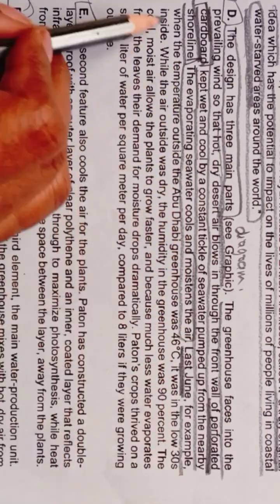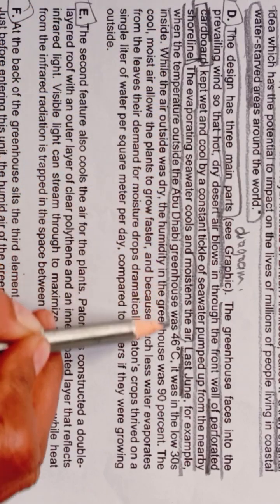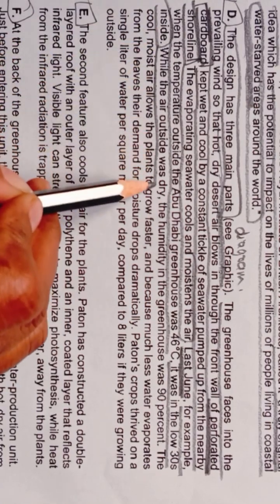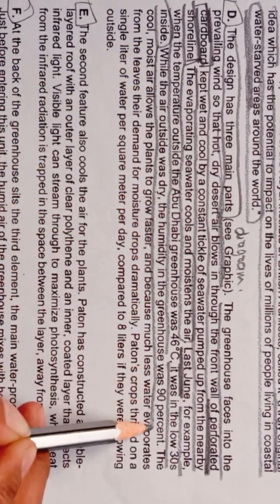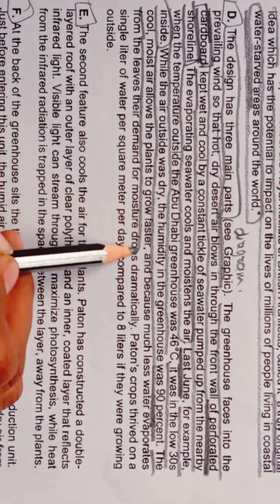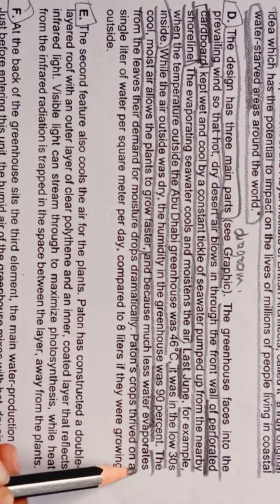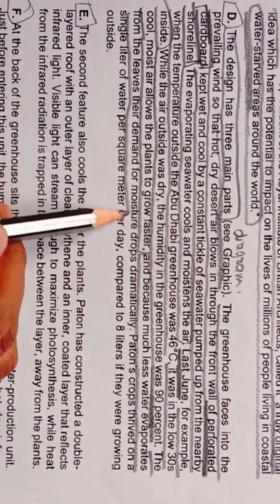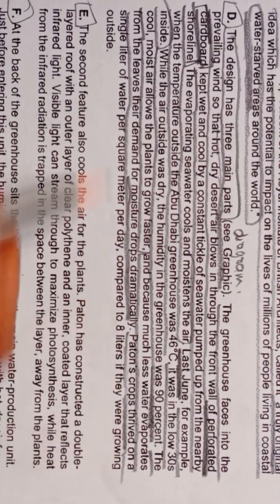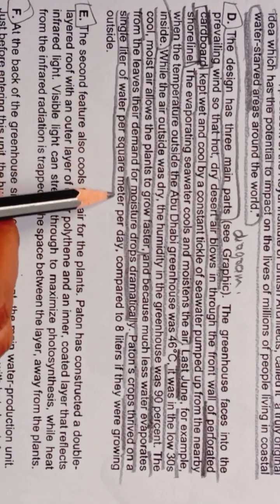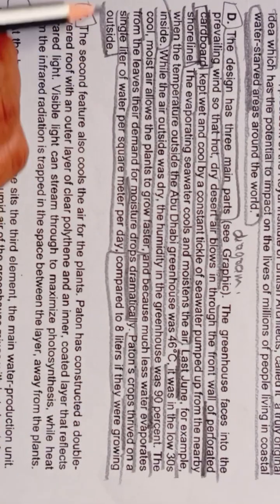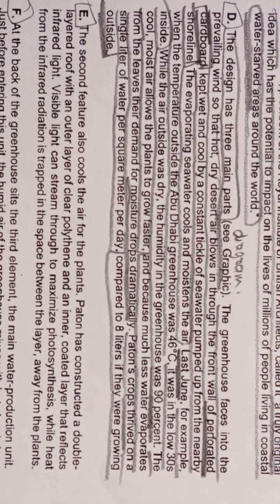Last June, for example, when the temperature outside the Abu Dhabi greenhouse was 46, it was in the low 30s inside. While the air outside was dry, the humidity in the greenhouse was 90%. The cool, moist air allows the plants to grow faster, and because much less water evaporates from the leaves, their demand for moisture drops dramatically. Patton's crop thrived on a single liter of water per square meter per day, compared to 8 liters if they were growing outside. So we are getting so many things here.